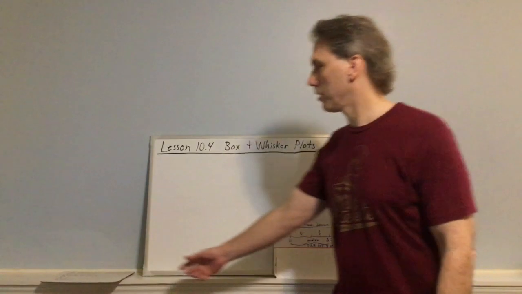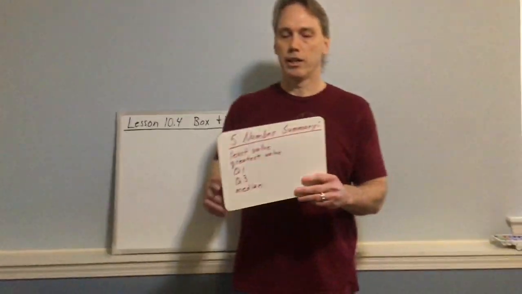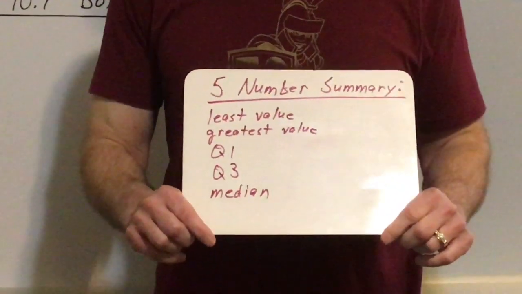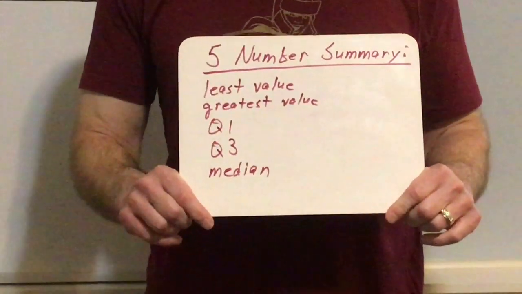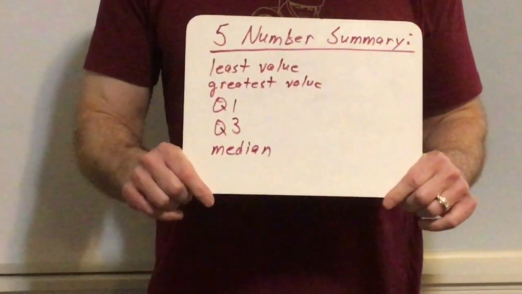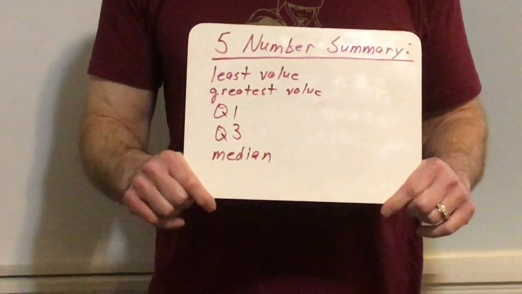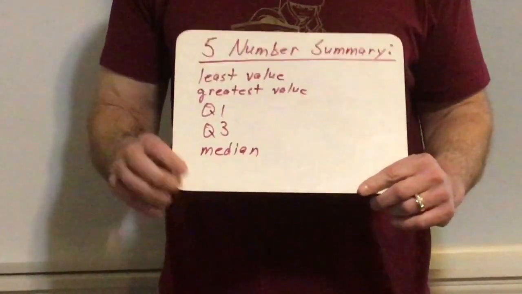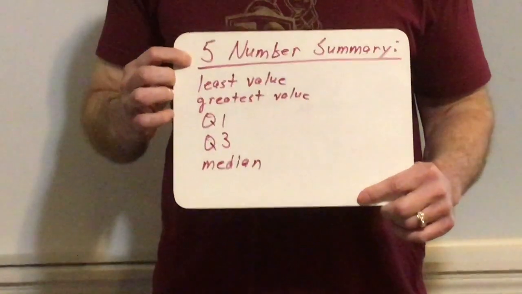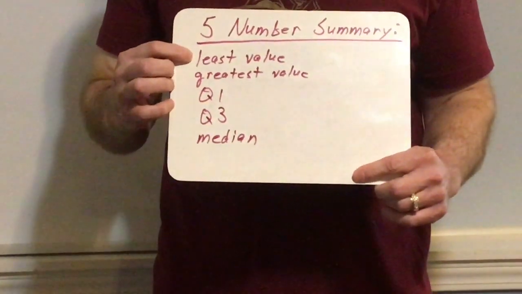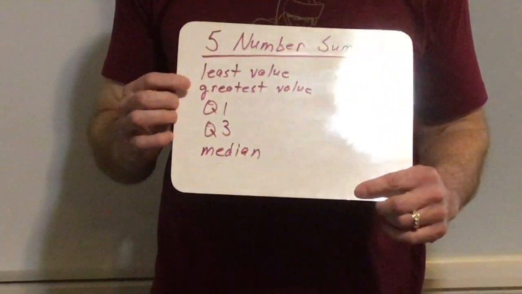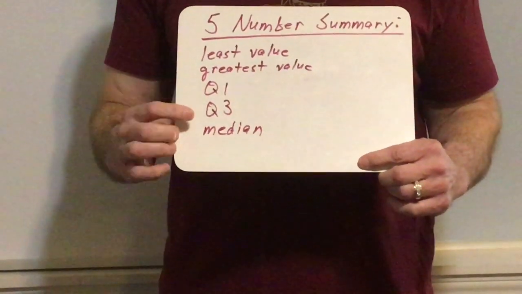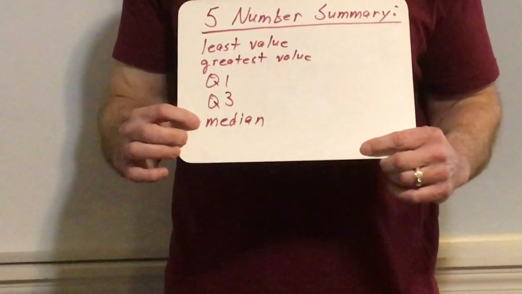The things that you need to have in order to construct a box and whisker plot are part of what they call the 5-number summary. When you have your list of data, as always, whether it's a histogram or a stem and leaf plot or whatever, you need your data ordered from least to greatest. And the 5 numbers that you will need to know in order to make a box and whisker plot are the least value, which means the lowest or smallest or first number on your list, the greatest value, obviously the largest one on your list, quartile 1, quartile 3, and the median.